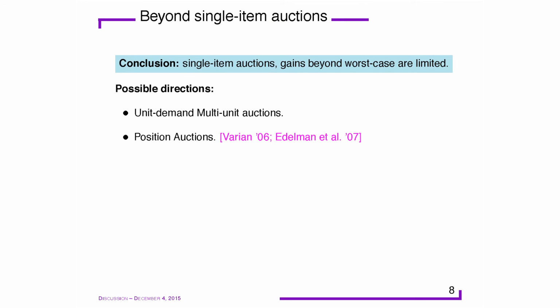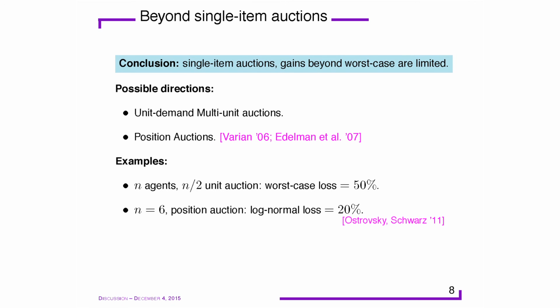And the other one I think is actually a really nice canonical model for thinking about auctions, and that's the position auction model that comes from the ad auction literature, popularized by these papers. Okay, and as an example, what does the Bulow-Klemperer result say for n agents and n over 2 items? It says you have 50% gains from using an optimal reserve, which is huge, right?